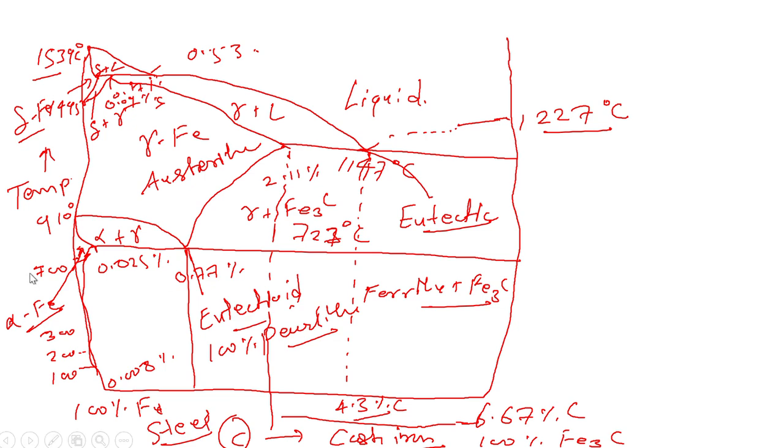Alpha ferrite is found at low temperatures, from room temperature up to 910 degrees centigrade. Then austenite is formed, and at higher temperature delta ferrite is formed. Pearlite is also formed, but pearlite is a microconstituent, which is present 100% at 0.77% carbon.